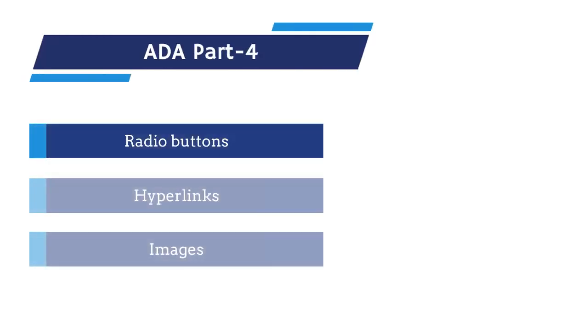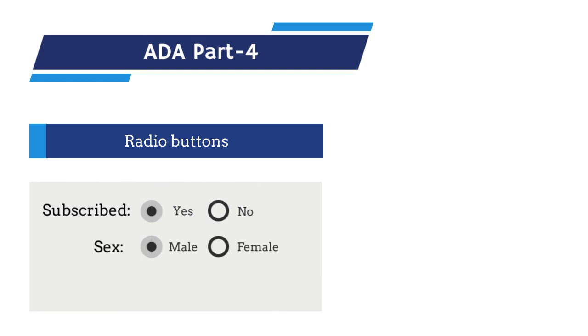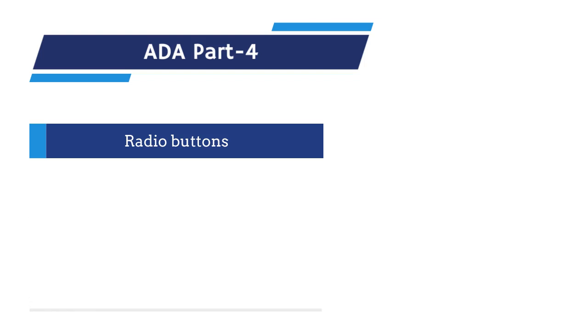First are the radio buttons that are used to help users make a selection, normally between two options. A key thing to note here is that only one radio button in a group can be selected at the same time. Here are the ADA recommendations.